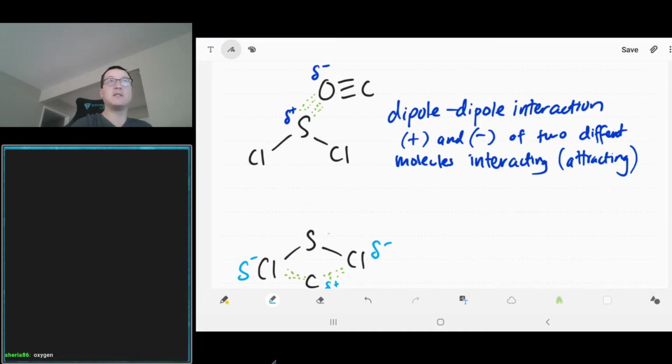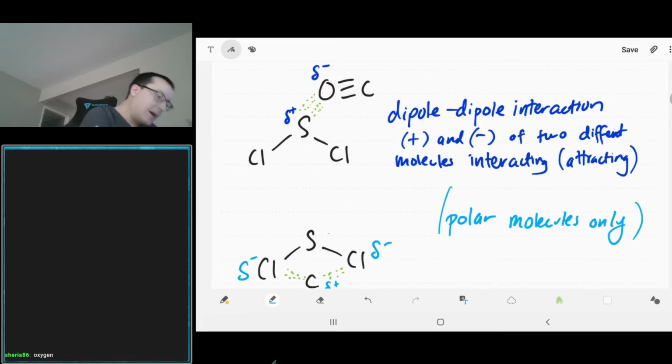So of course, this is for polar molecules only. Let me just write that again. This is why you're still going to need to know your Lewis structures for this next exam, because you will not be able to tell us something's polar without knowing your Lewis structures.